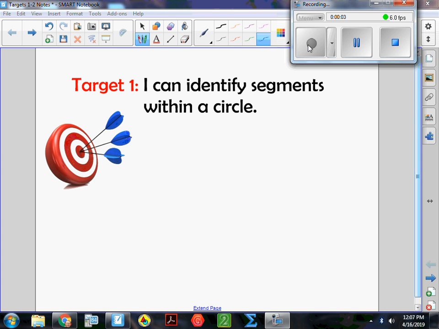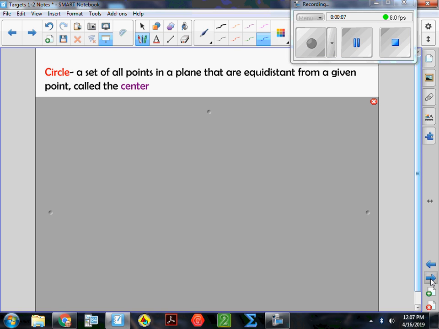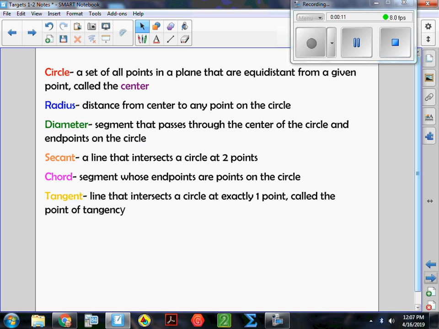Okay, Unit 12 on circles. The first target is on identifying segments within a circle. So here's a bunch of vocabulary that goes through all the different pieces: circle, radius, center, diameter, secant, chord, tangent. And we're going to match those up to the graphic organizer that is on the back of your target sheet.